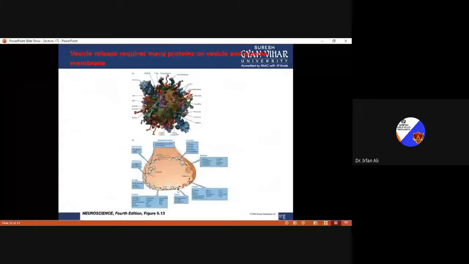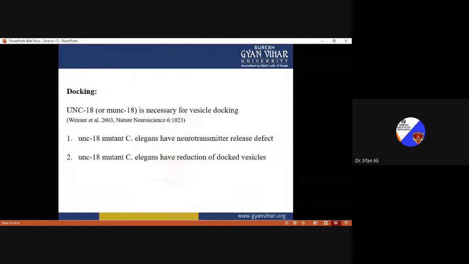So in this figure, you have to see all these processes. Vesicle release requires many proteins on the vesicle and plasma membrane, so it is a very complex process. Docking includes UNC18, which is necessary for vesicle docking. UNC18 mutant C. elegans have a neurotransmitter release defect and a reduction of docked vesicles. This shows that UNC18 has an important role in the docking of synaptic vesicles.